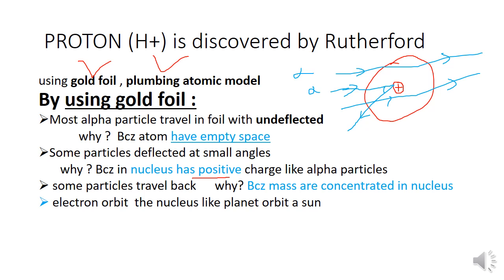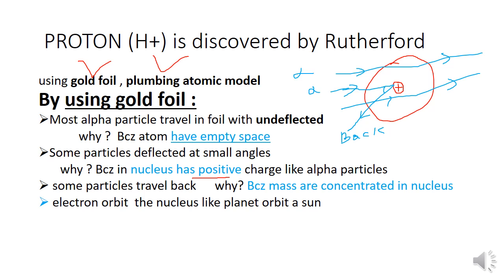Then some particles travel back. You see this one went back. It did not pass through, instead it went back. Why? Because the mass is concentrated in the nucleus.